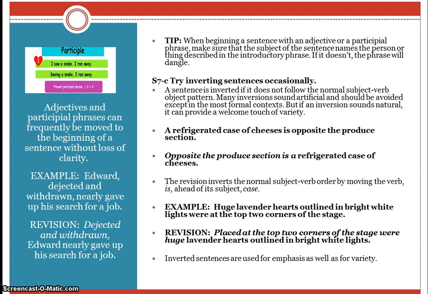Example: Huge lavender hearts outlined in bright white lights were at the top two corners of the stage. Revision: Placed at the top two corners of the stage were huge lavender hearts outlined in bright white lights. Inverted sentences are used for emphasis as well as for variety.